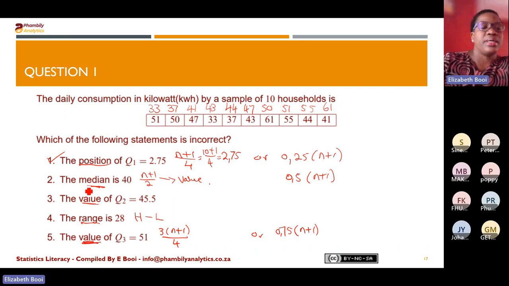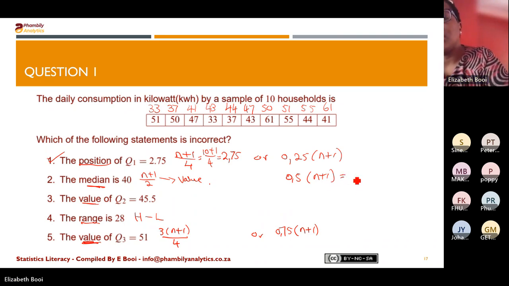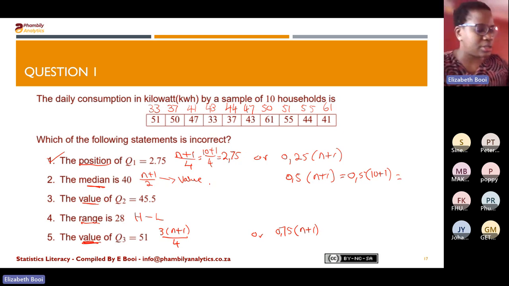The median is 40, so we're going to find the position first. So it's 0.5 times 10 plus 1, which is 0.5 times 11, which is position 5.5. What does that mean? If it's on position 5.5.